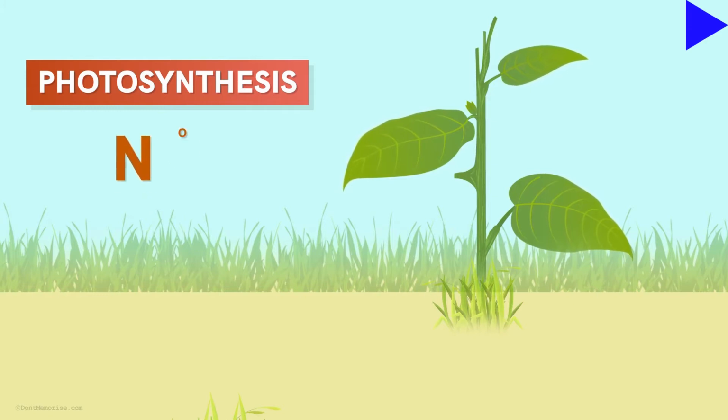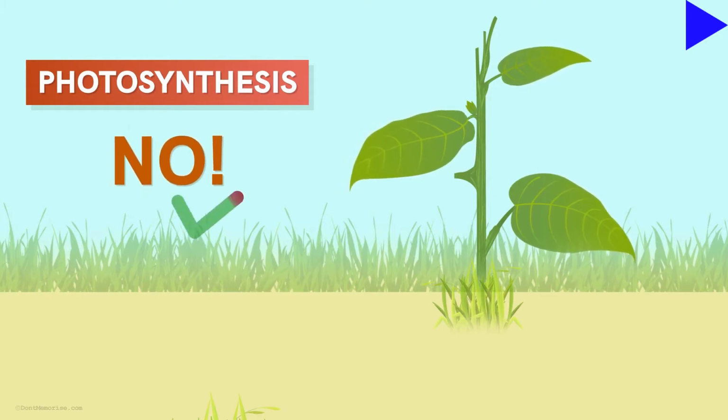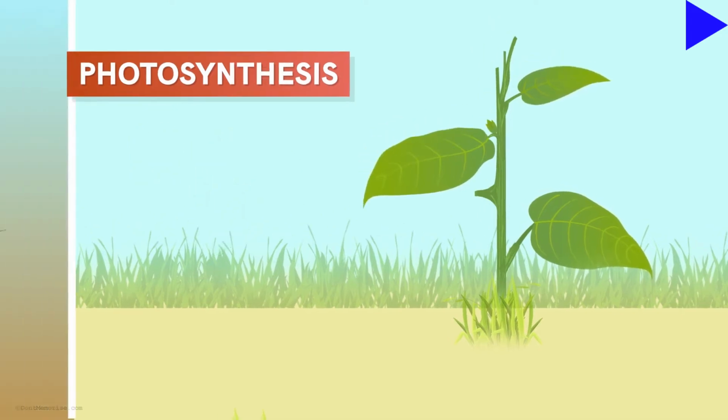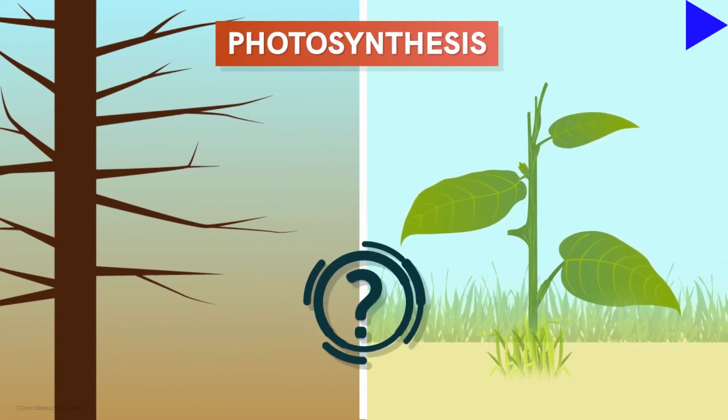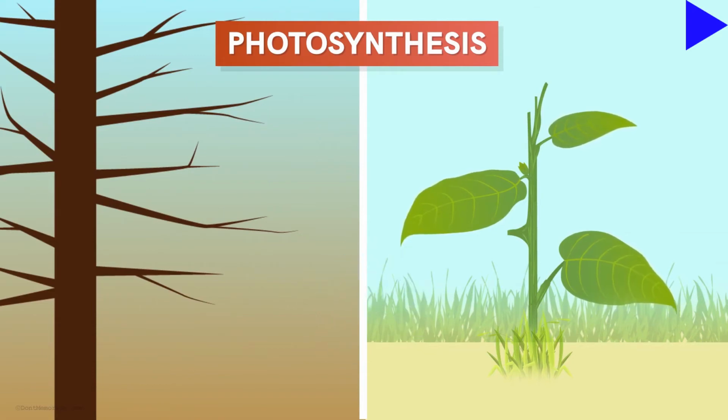Well, if your answer is no, then you're only partially correct. Yes, we always look at the non-green woody surface of any stem and firmly say that it does not conduct photosynthesis. But is that true in the case of all plants?